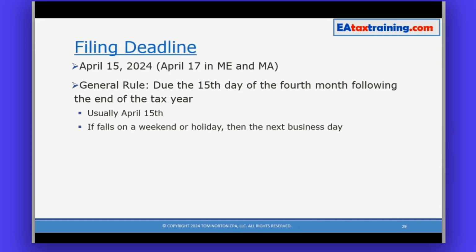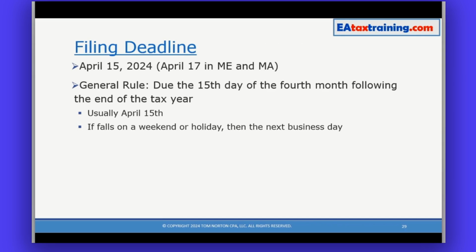Now let's move on to filing deadlines. When is a tax return due? I bet you already knew the answer to this one. The tax return is due on April 15th. Now, for the EA exam that you're taking in 2024, we're dealing with the 2023 tax year. So that's what we're going to be talking about in these videos. And the 2023 tax return is due on April 15th, 2024, unless the taxpayer lives in Maine or Massachusetts. Then it was due on April 17th.